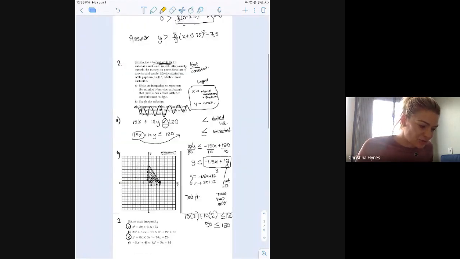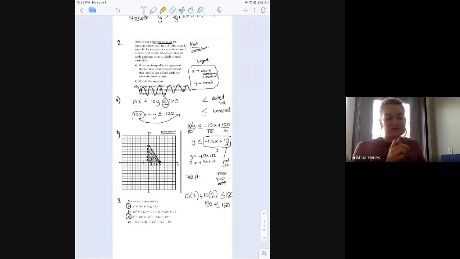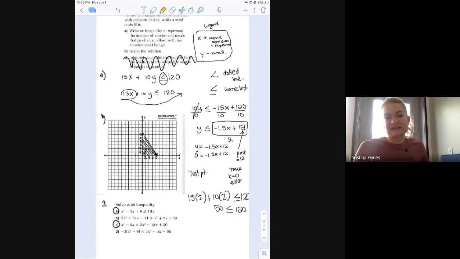So that is question number 2: get the equation, then find your X and Y intercepts, connect them, and then decide which region should be shaded. You can also put that into your Desmos to see if that gives you the exact same picture, right? That would be your way of confirming that. Any questions about that so far, guys?